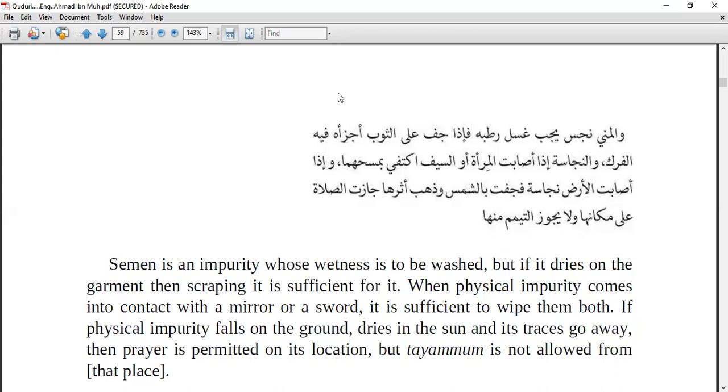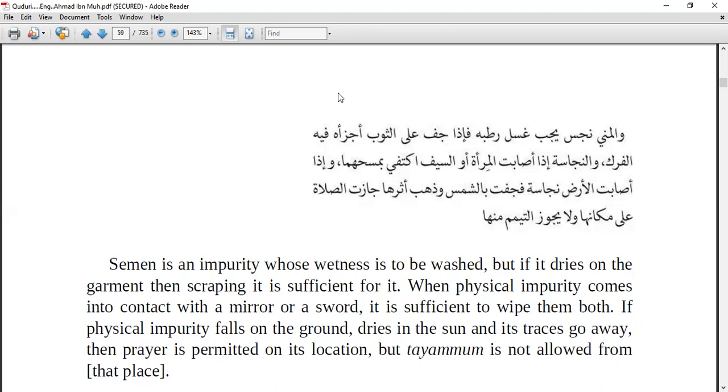The fourth way of getting rid of najasa, والنجاسة إذا أصابت المرآة أو السيف اكتفي بمسحهما. If a physical impurity comes into contact with a mirror or a sword or anything with a glossy surface, then you can simply wipe it off and it will become pure again. So that's a condition: it has to have a glossy, clear surface in order for you to wipe it off and make it clean again.